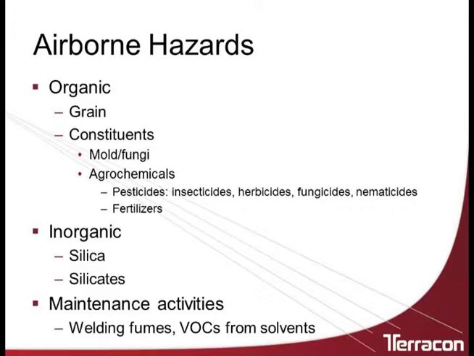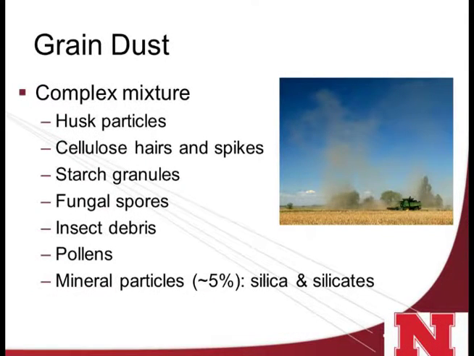Just to give you kind of an idea, grain dust itself is a pretty complex mixture. As you see here, it contains husk particles, cellulose hairs and spikes, starch granules, fungal spores, insect debris, pollens, and as we mentioned before, mineral particles. So that's the grain dust that you're looking at. You're not being able to separate any of that out per se. You're usually sampling for those particular materials.